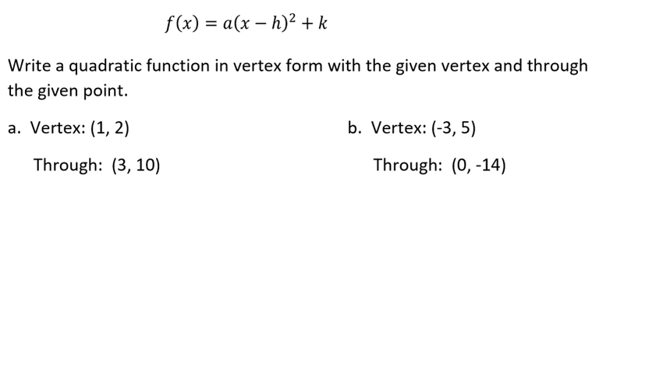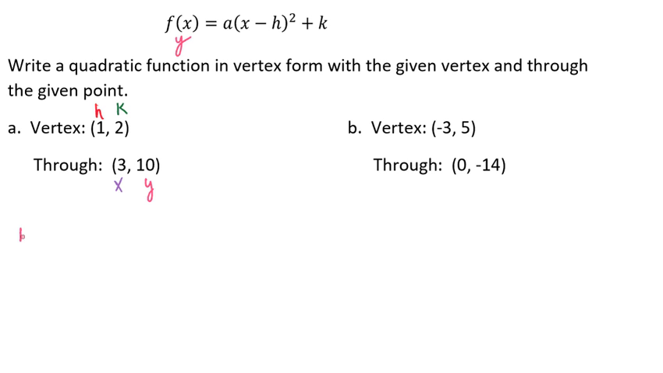So we've been given the vertex, which is our h and our k value, and we've been given a point that we'll call x and y. What we don't have is the a value, so we're going to use the h, k, x, and y to find our a value to create our function. Remember that f of x is a fancy way of saying y, so we'll be plugging our y in there.